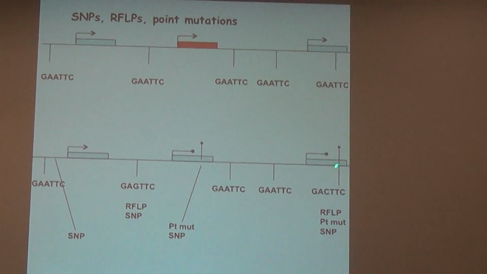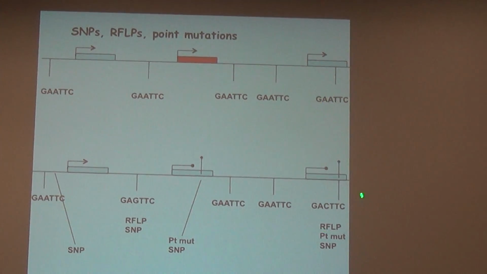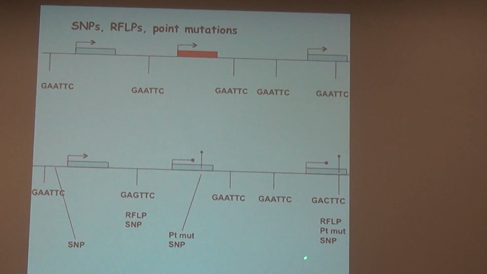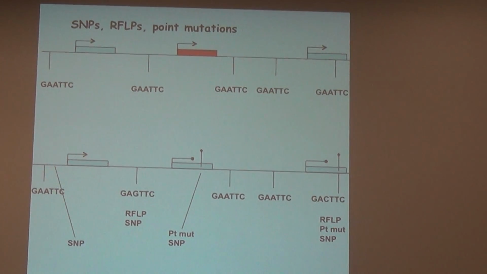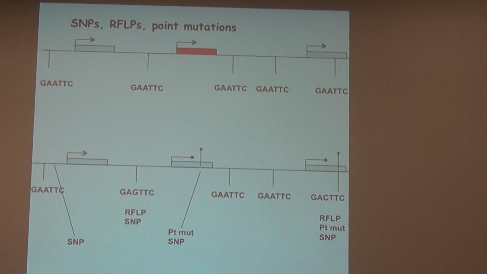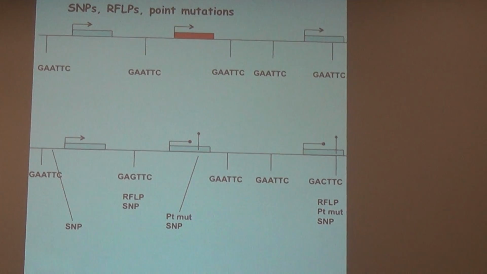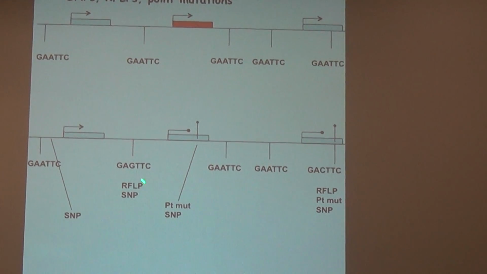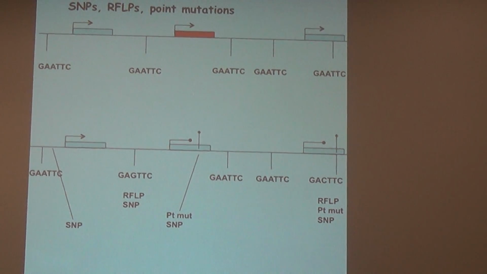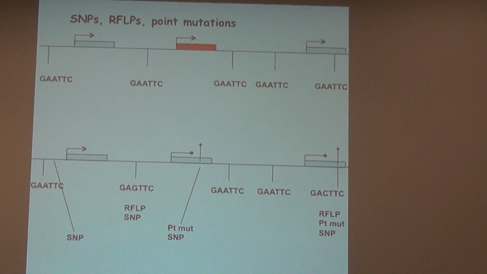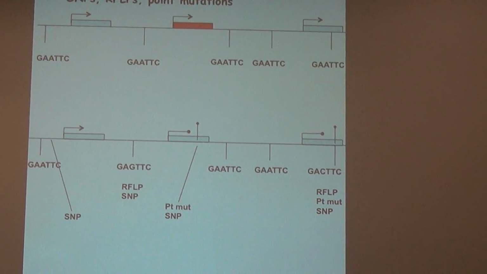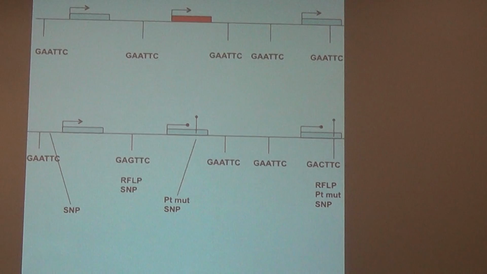This mutation within the body of the gene that changed this EcoRI site to a non-EcoRI site is an RFLP. It's also a SNP because it's a single nucleotide change, and it's also a point mutation because it happens within the body of the gene. So you can see the relationship. All single nucleotide changes are SNPs. Some of them are RFLPs. Some of them are point mutations. Some RFLPs are point mutations, some RFLPs are not point mutations, but they are outside of the gene. So terminology depends on where the change takes place. And that's how you refer to it.